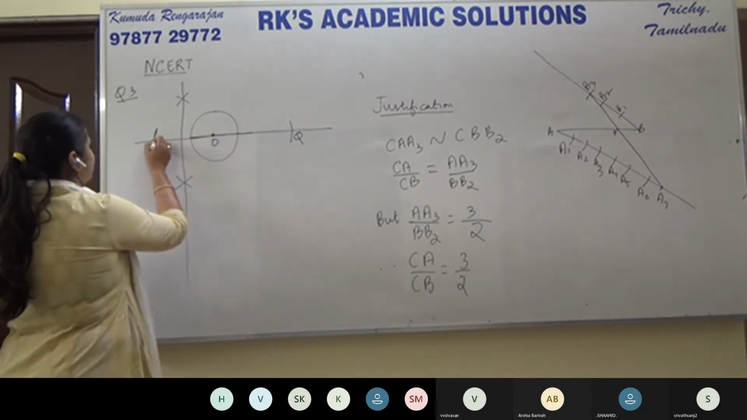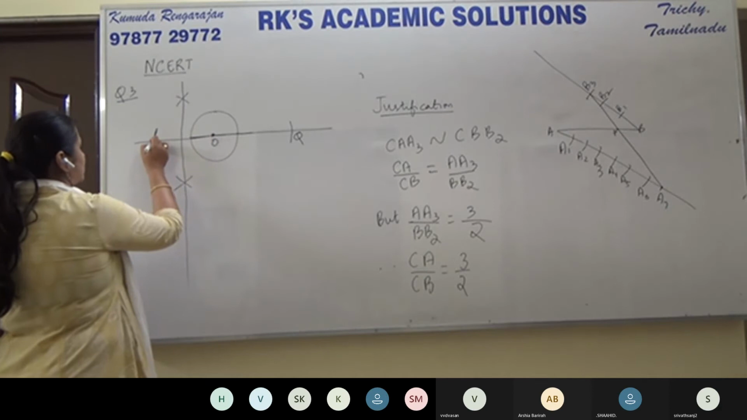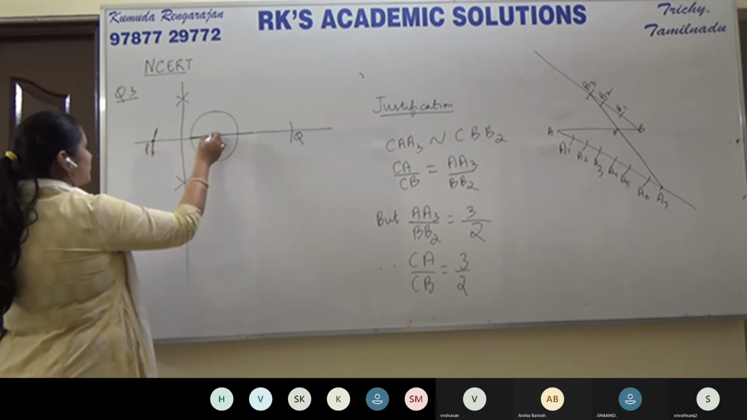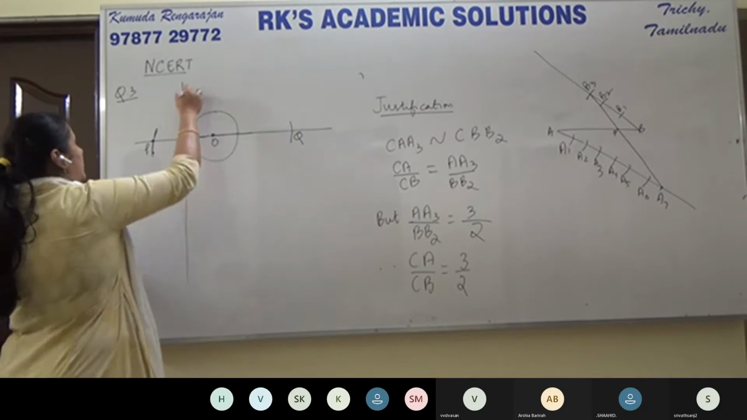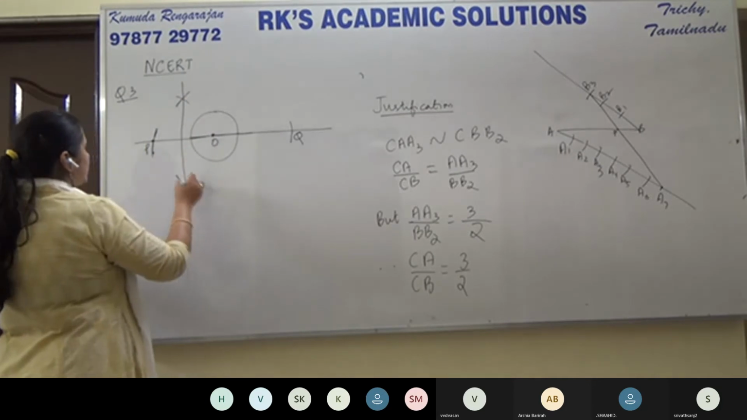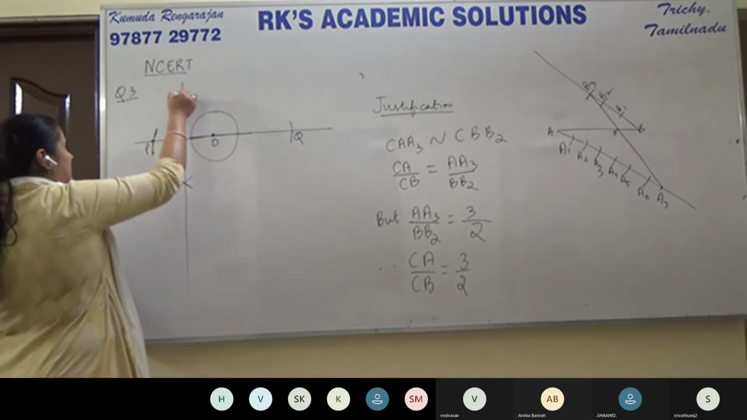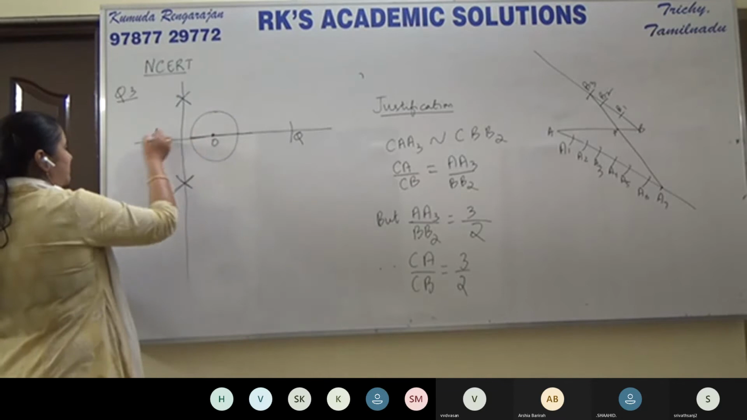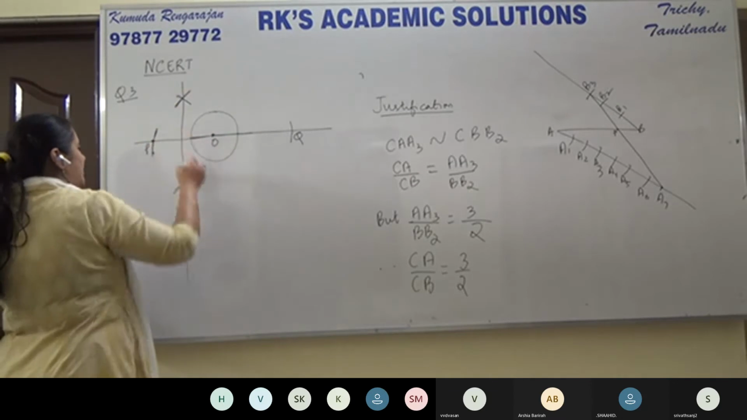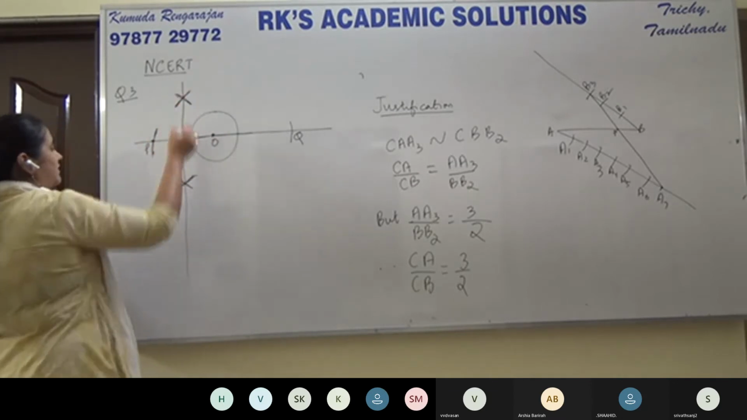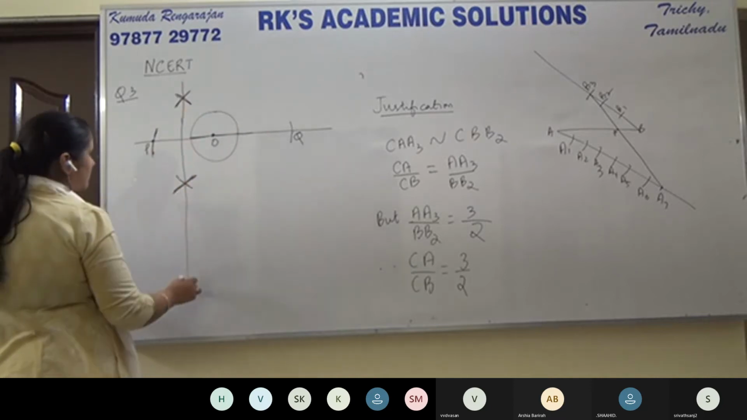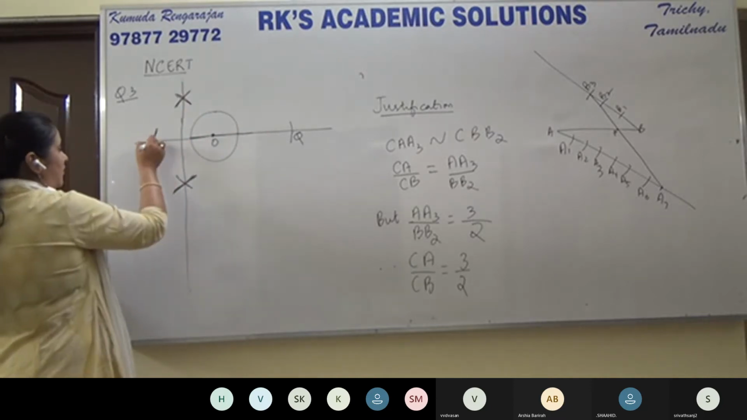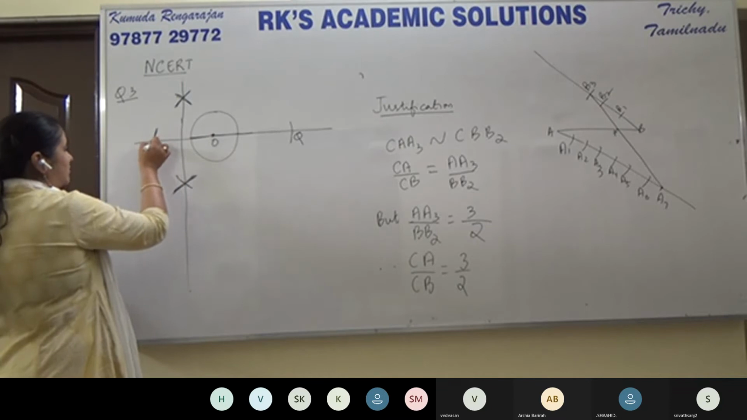So I said with O and P as centers and radius more than half of OP. So from O, you should draw an arc here and an arc here. From P, same radius, you should cut the earlier arcs. O and P are the centers. From O, two arcs. From P, cut the earlier arcs. So this will be the perpendicular bisector of the line segment OP.